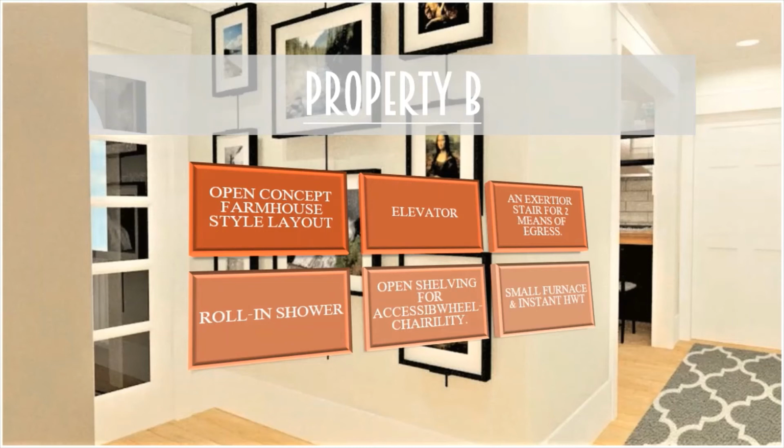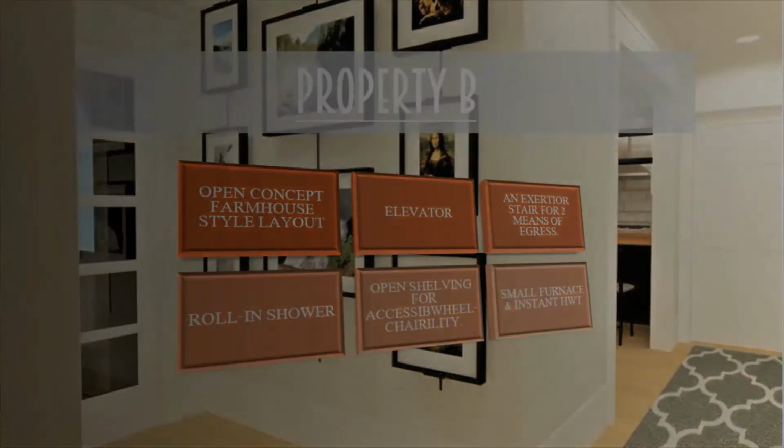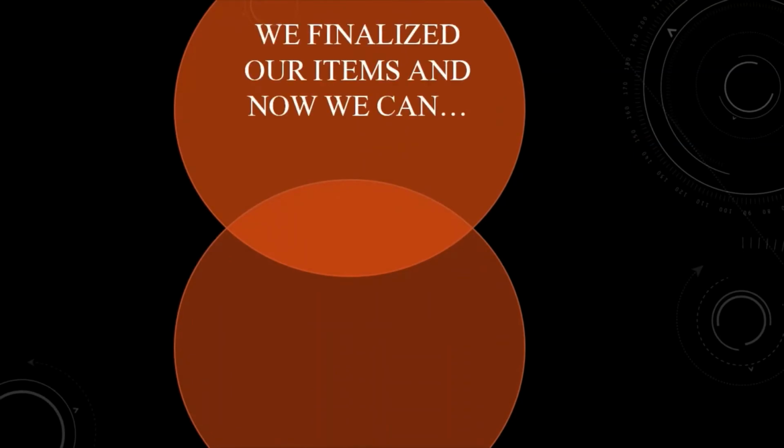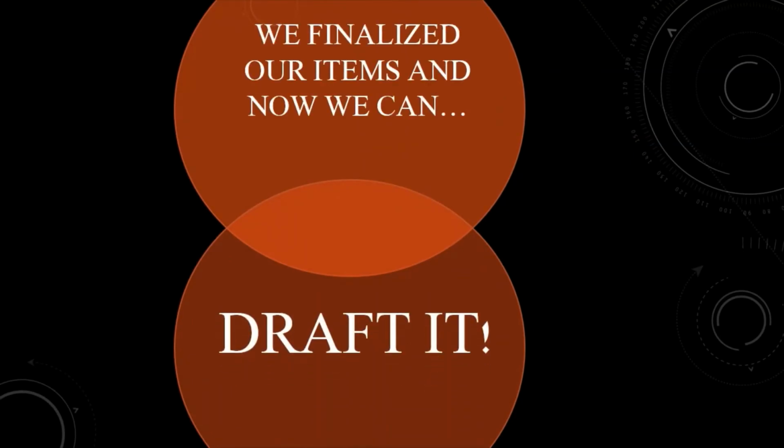For our second property, because we're going to have aging parents that are going to be living there, we're going to do an open concept with an elevator. We'll still have an exterior stair because we have to provide another means of egress, but we're going to have a barrier-free type of living. So we'll have a roll-in shower, we're going to have open shelving, and then we'll probably have a small furnace with an instant hot water tank. We're going to be going prescriptive.